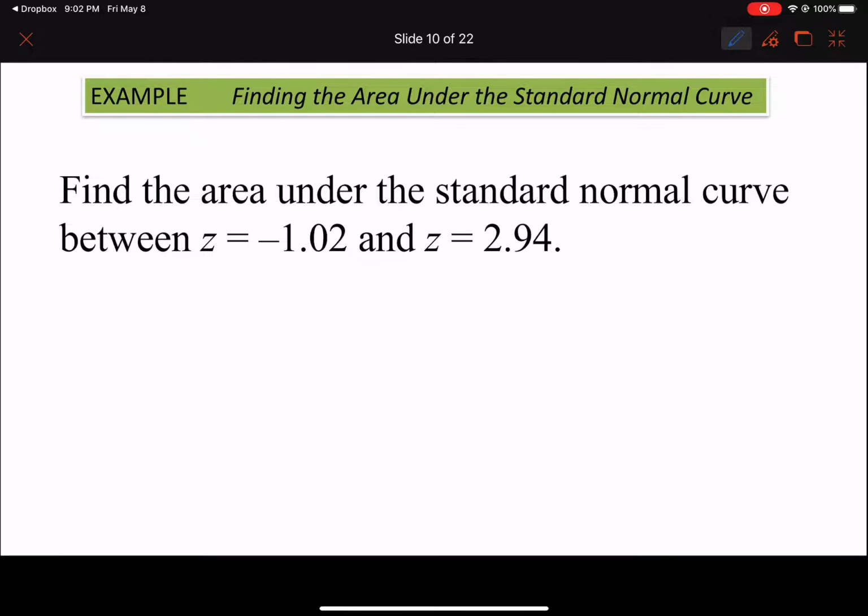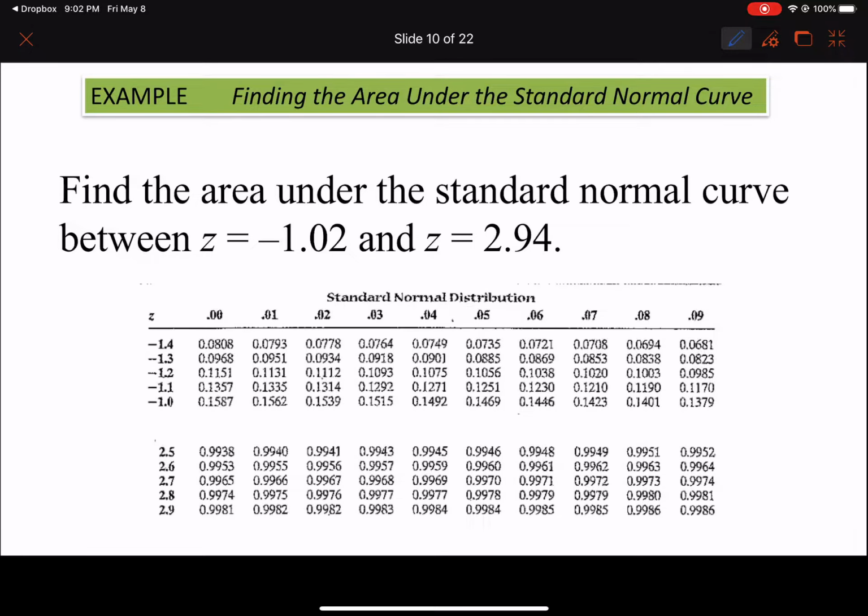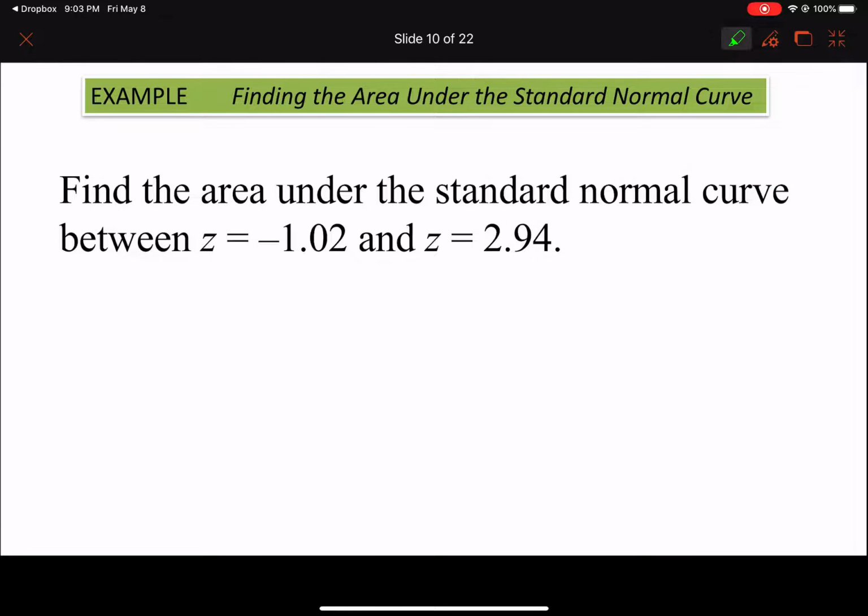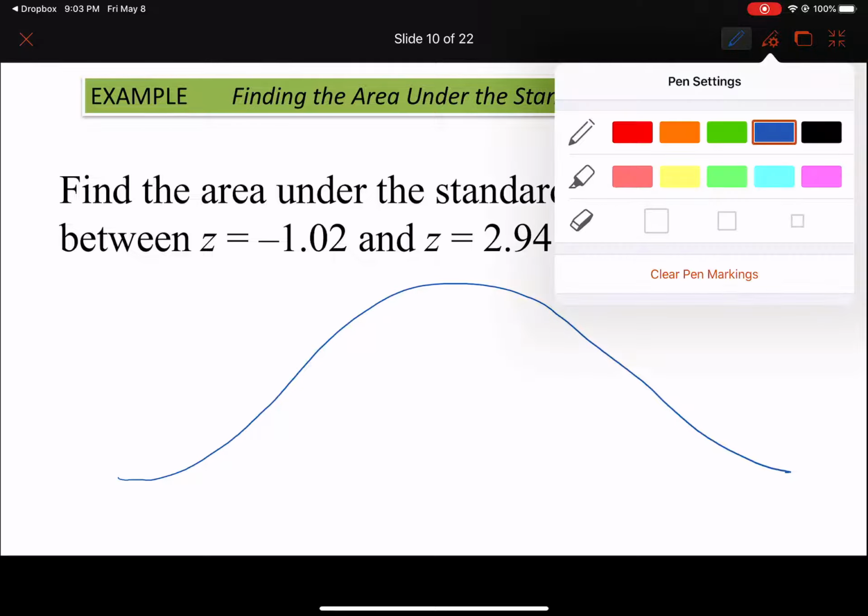So I need to find the area under the standard normal curve between z equals negative 1.02 and z equals 2.94. I'm going to do this on the calculator, and I'm going to do it with a z-table. We're going to start with the z-table. So let's start there. So here's my z-table. So I had to cut a whole lot of it out here. So let's look at a couple of values. Actually, let me go back. Let me draw this first. So I'm going to draw this.